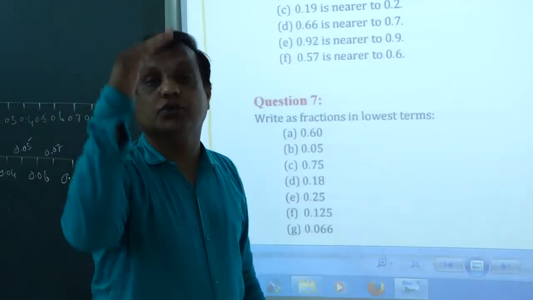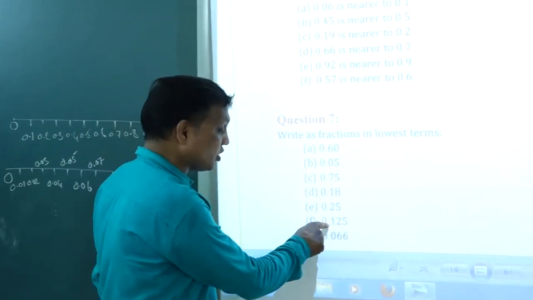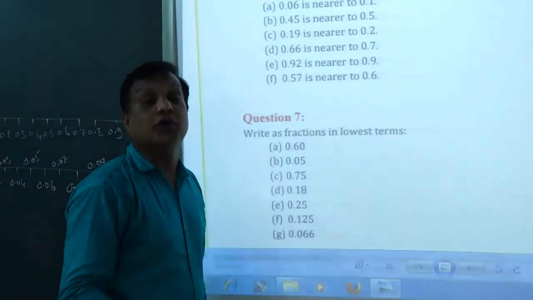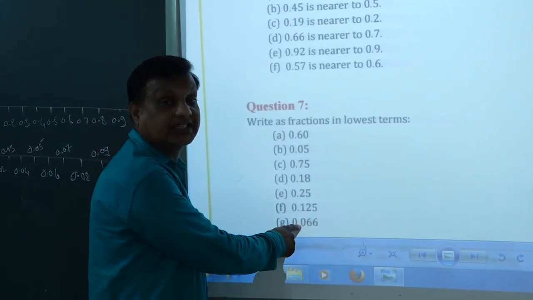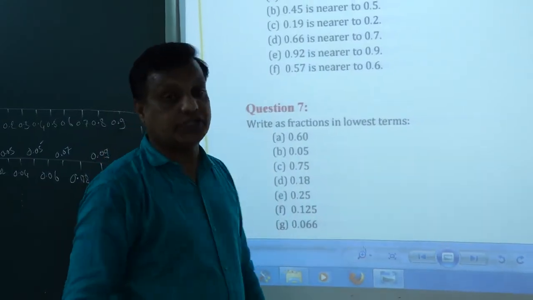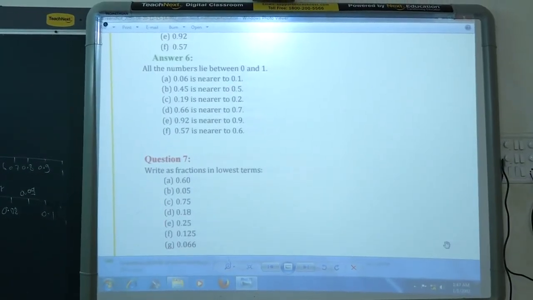This is 0.125, 3 digits. So below you have to write 3 zeros. So 125 upon 1000. Why? Because after the decimal 3 digits are there, so below you have to write 1000. Now this is 0.066, again 3 digits, so 1000. Now we will see in the next page. You have to write it as a fraction, and afterwards convert it into lowest term.